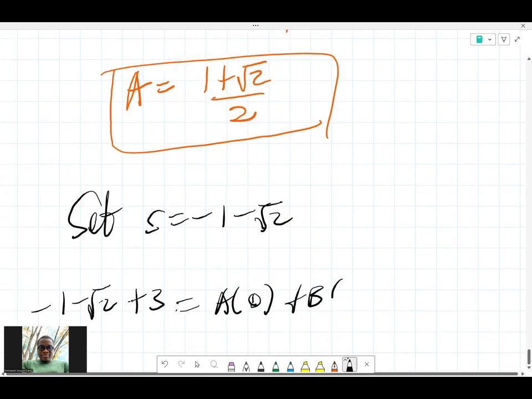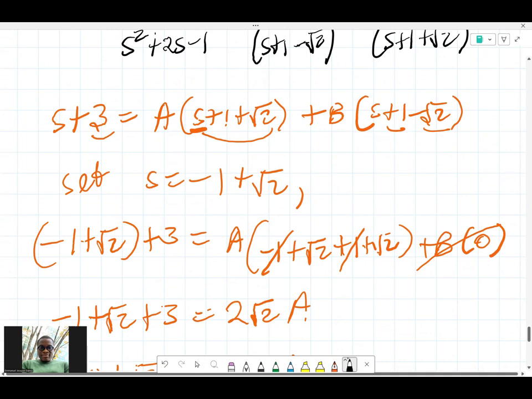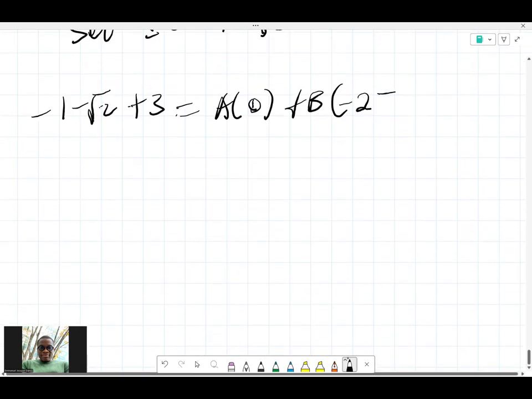So b into this, minus 1 will cancel minus 1. Minus 1 minus root 2. Minus 1 will cancel 1. Minus root 2 and minus root 2 will be minus 2 root 2. This will be minus 2 root 2.